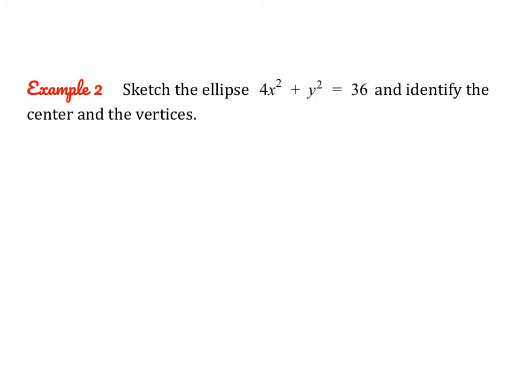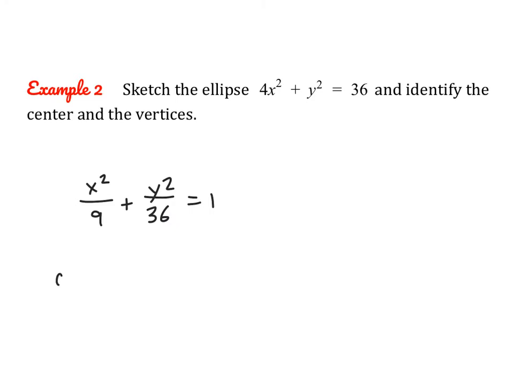All right, now let's try sketching an ellipse given the equation 4x squared plus y squared equals 36. And then we're going to identify the center and the vertices. So here we can see that our equation is not exactly in standard form, but we can really easily put it into standard form by dividing both sides by 36. So we actually will get x squared over 9 plus y squared over 36 equals 1.